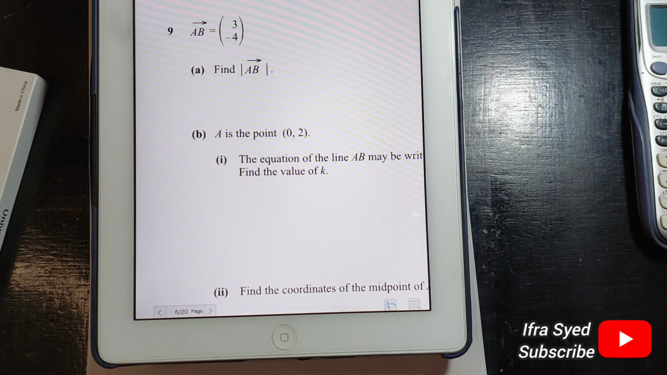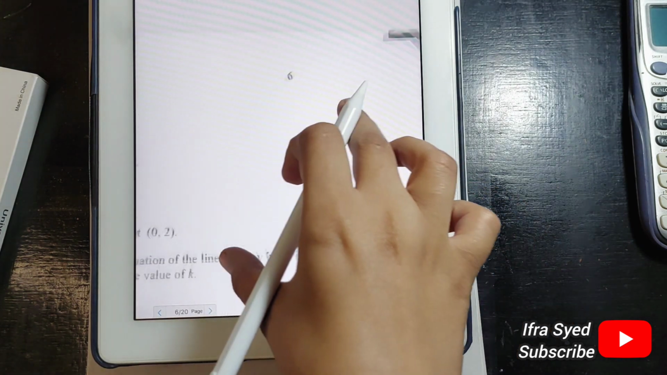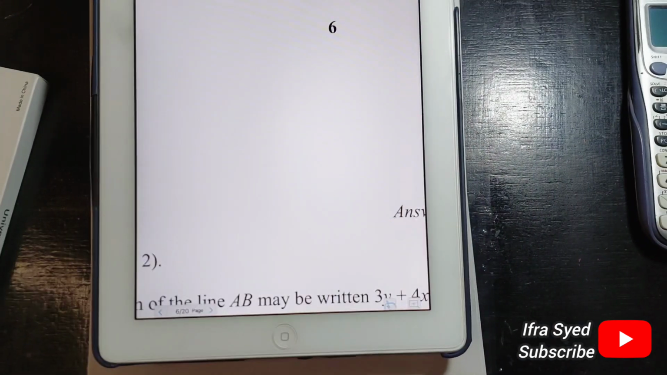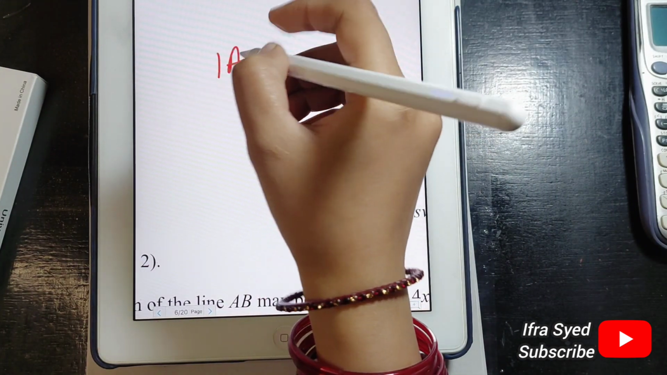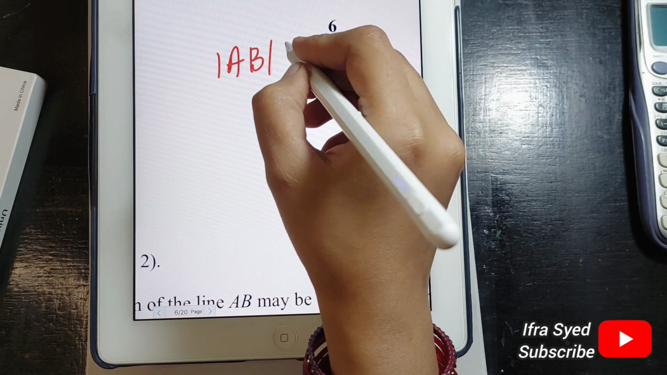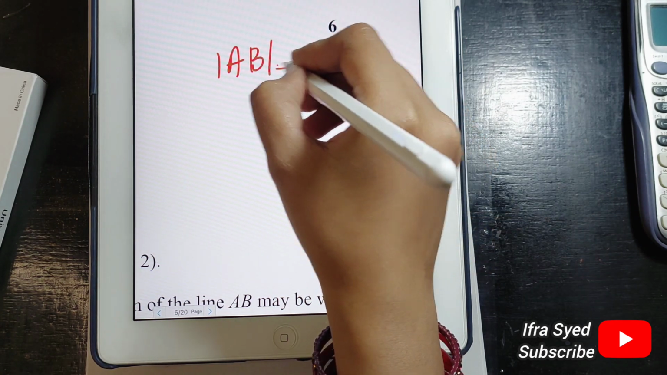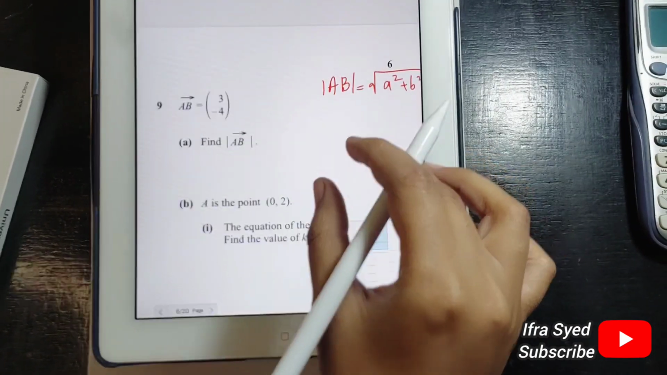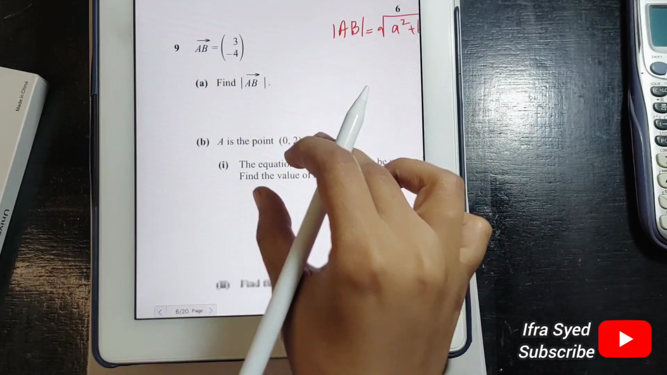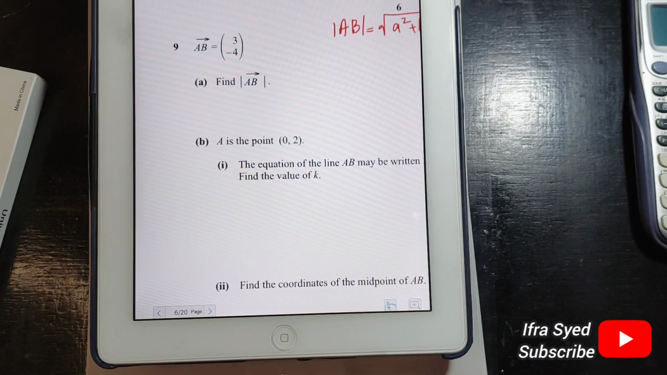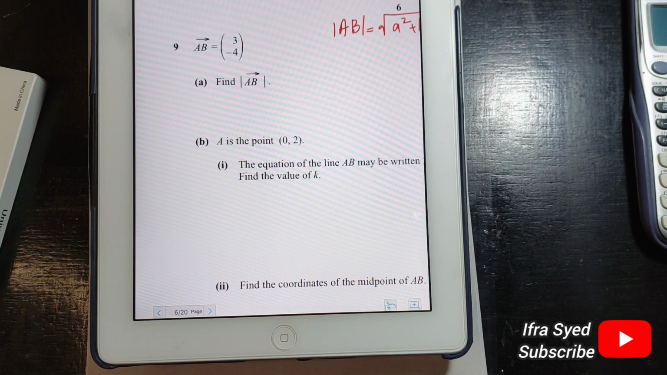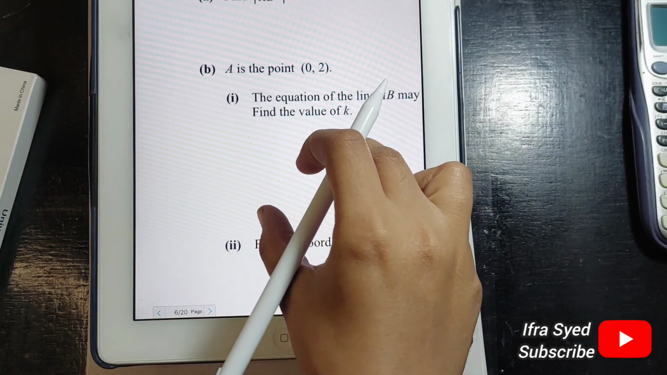So we can easily find out the magnitude of AB by using the magnitude formula. The magnitude of AB is equal to the square root of a square plus b square. So we can simply use this formula to find out the magnitude of AB. This question is from the topic vectors, so I'm just applying the magnitude formula of vectors to find the value of the magnitude of AB.